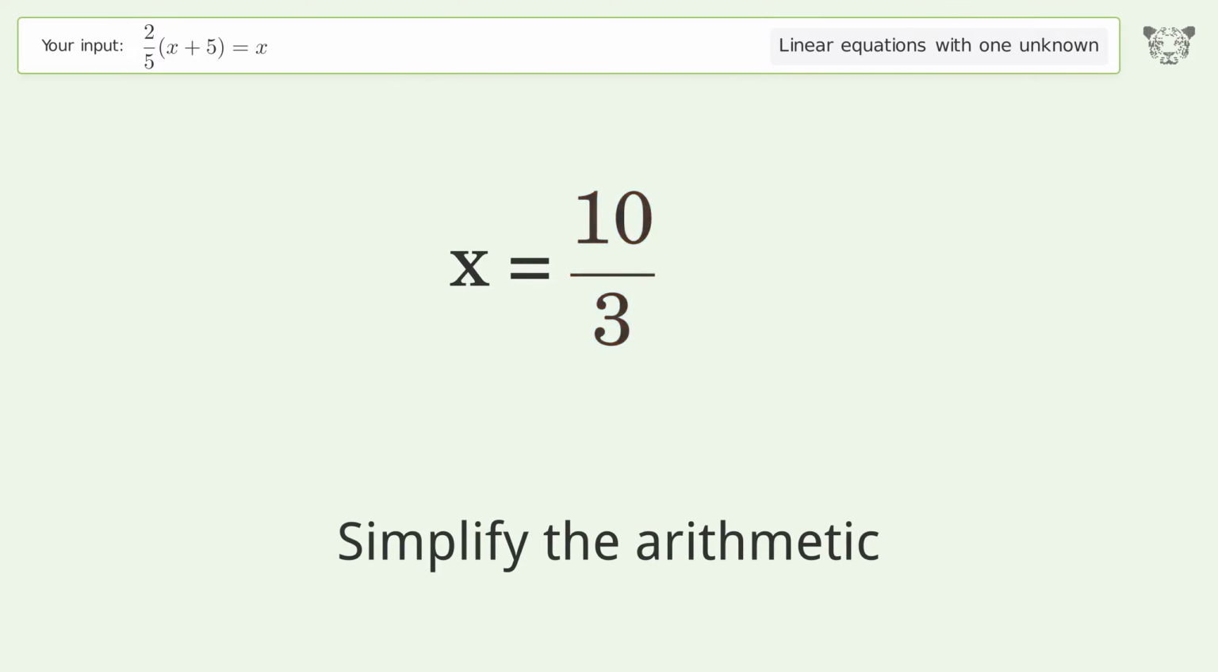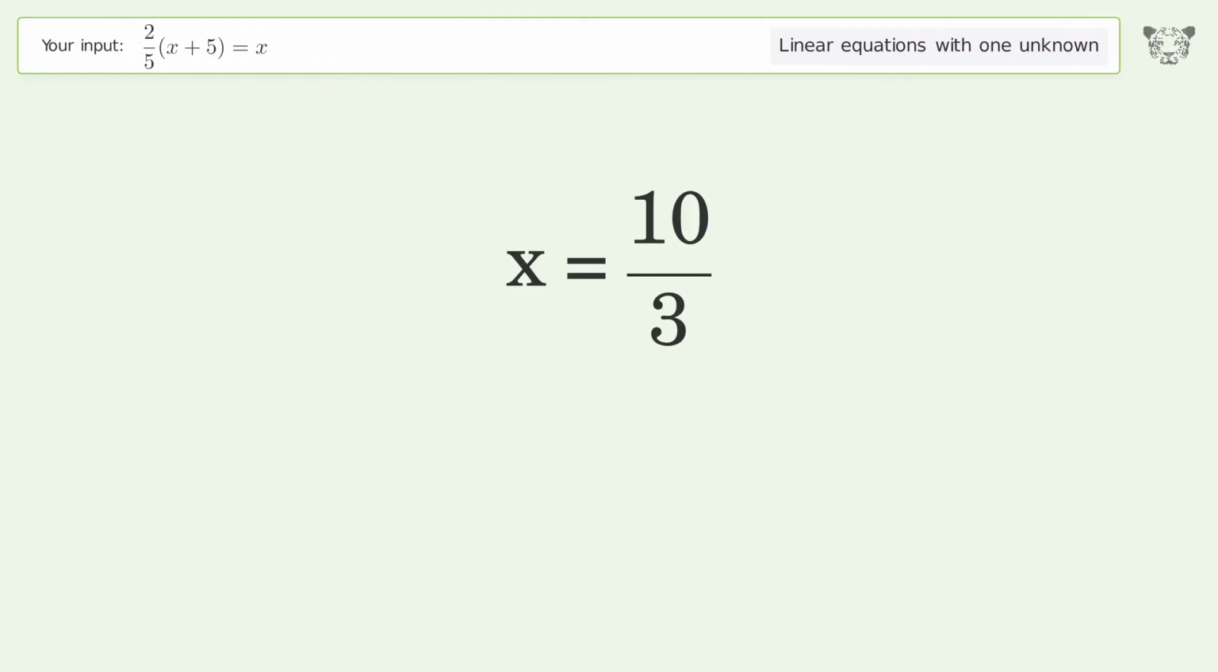And so the final result is x equals 10/3.